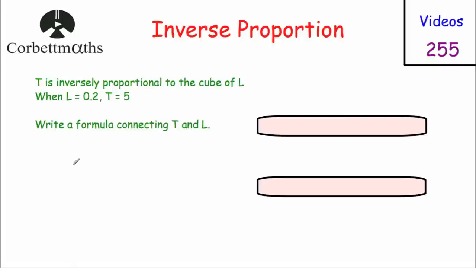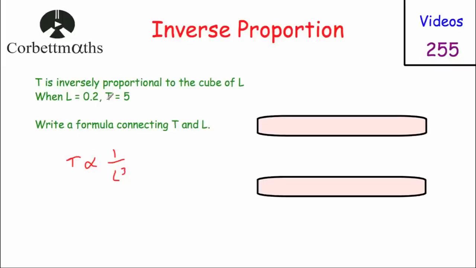So let's write that down. We've got t is inversely proportional. So we write t is proportional. And because it's inversely, we put 1 over, and then we put whatever it says next on the denominator. So it says t is inversely proportional to the cube of L. So we do L cubed. So here we've got t is proportional to 1 over L cubed. So if it says inversely proportional, you do the proportional sign and you put 1 over. And that's it. So that's our statement. We've got t is proportional to 1 over L cubed.